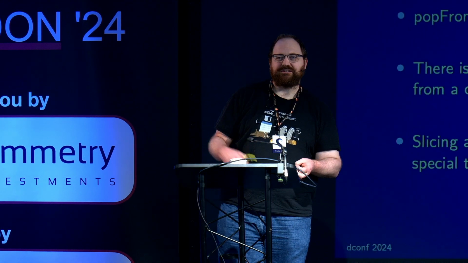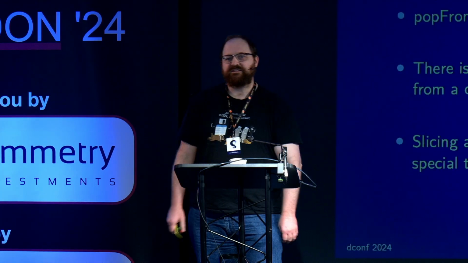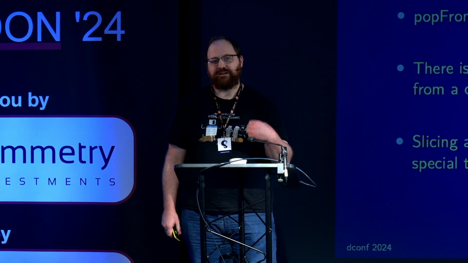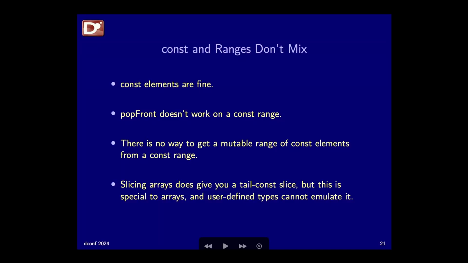You're not going to end up with a const range in most of that code. As soon as you start dealing with containers and putting ranges within other objects, it's pretty easy to get in the situation where you have a const object containing a range that is then const, and the range is then effectively useless. Arrays do not have this problem because they have a bit of compiler magic, where if you slice them, you get a tail const copy, which means that instead of a fully const slice, you have a mutable slice of const elements.